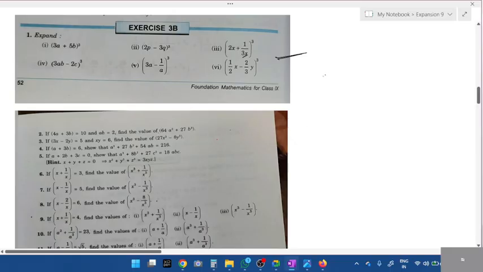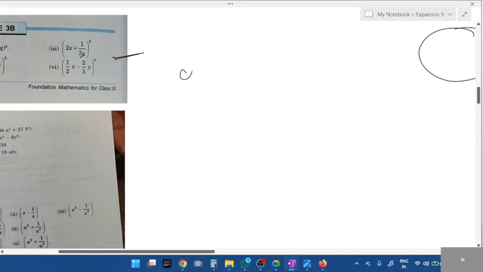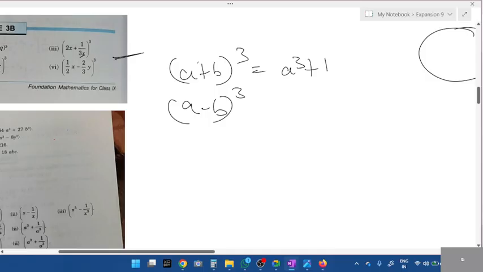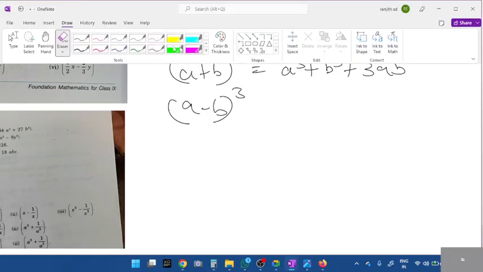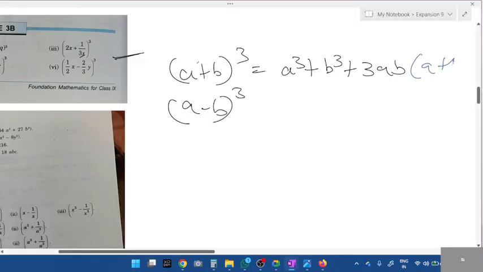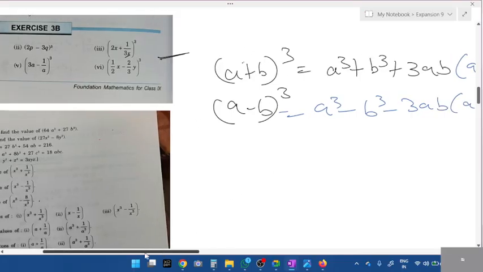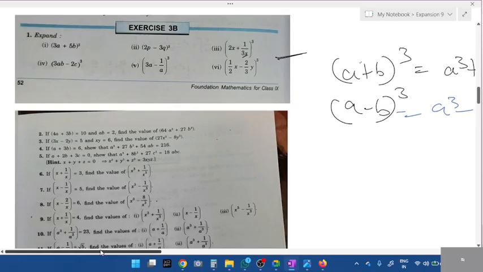Okay, next question, students. I'll give you the formulas. A plus B the whole cube, A minus B the whole cube. What is A plus B the whole cube? A cube plus B cube plus 3AB into A plus B. Next, A minus B. Look at the first question. First main, you'll try it. Second main, third main, any one question.